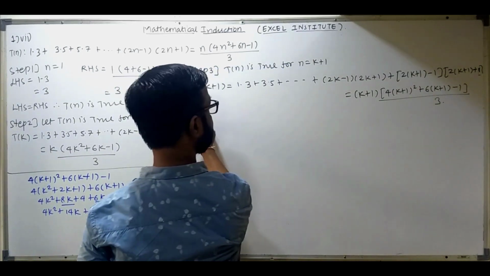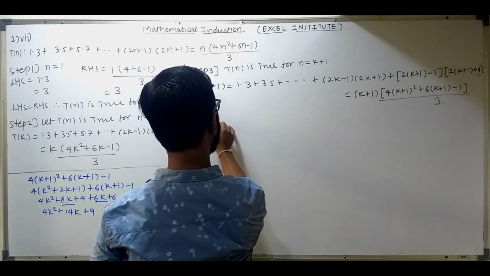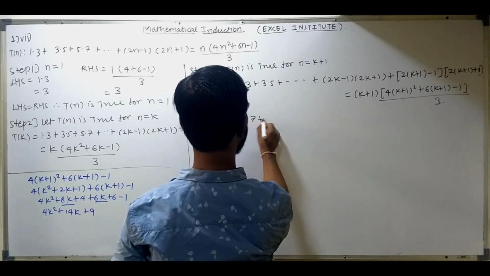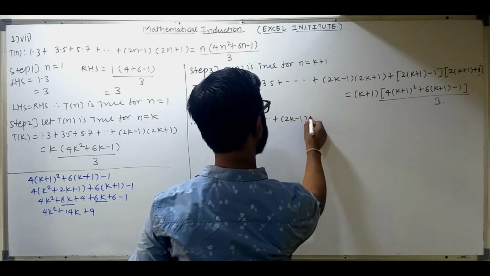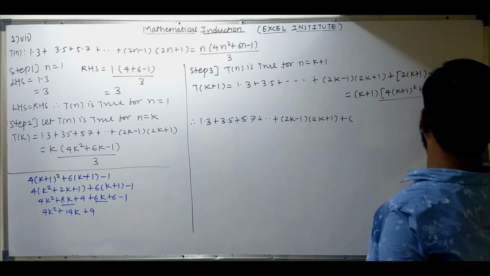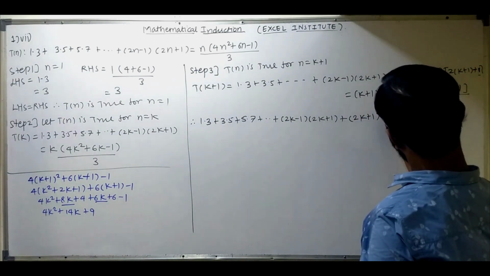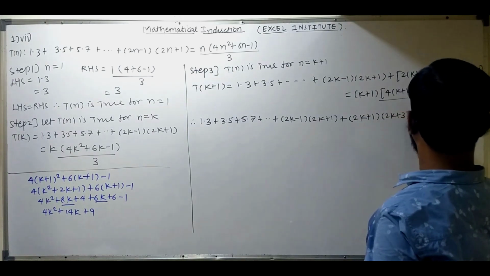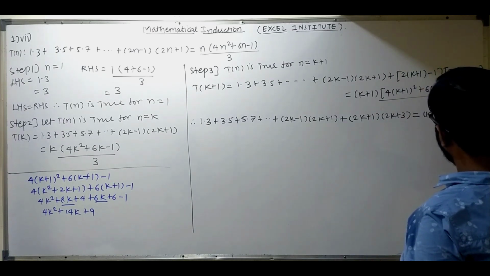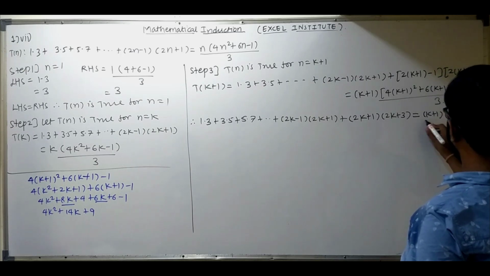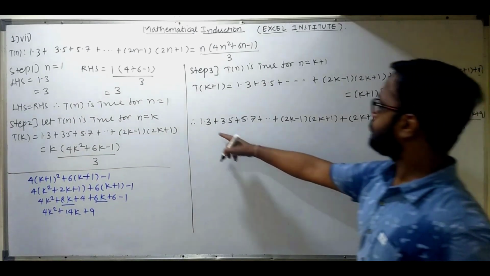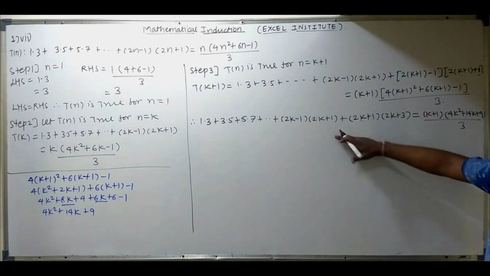And the left hand side is what? 1 into 3, 3 into 5, 5 into 7, like this, up to 2k minus 1, 2k plus 1, plus this part. So 2k plus 2 minus 1, that is 2k plus 1, 2k plus 3, is equal to k plus 1 into 4k square plus 14k plus 9 upon 3. Okay, so now we want to prove that this is equal to this, beta.